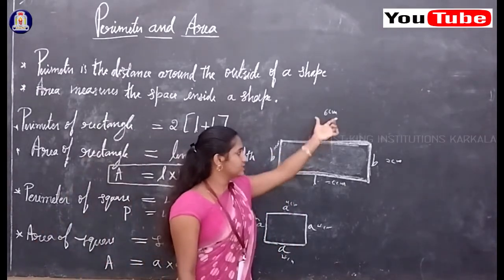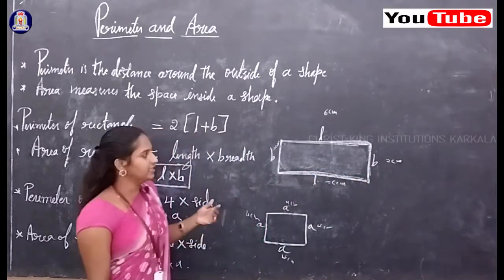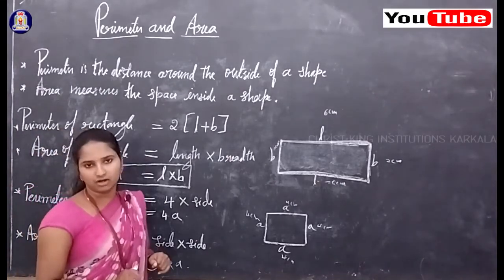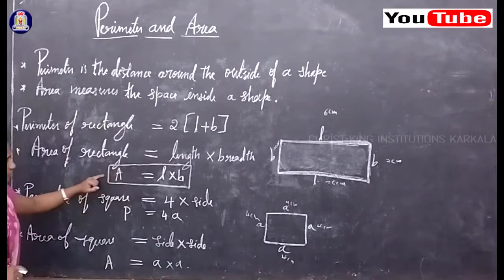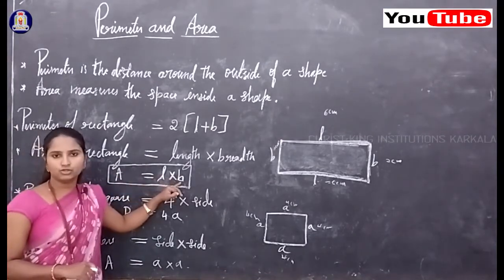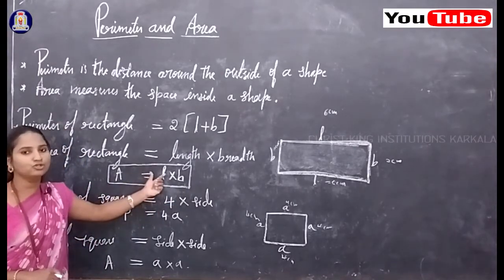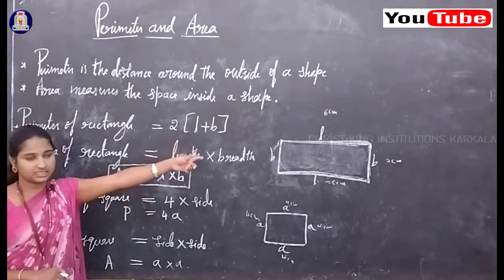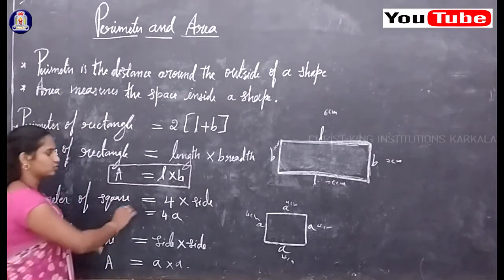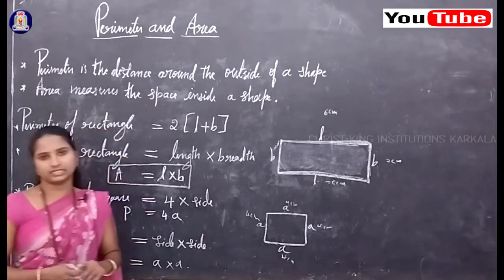If the length is given as 6 centimeter and the breadth is given as 2 centimeter, how to find the area of the rectangle? How much space is there inside the rectangle? We can find it by using a formula. The formula is A is equal to length into breadth. So this is a new formula: area is equal to length into breadth. So length is how much? 6 centimeter and breadth is 2 centimeter. So you can directly substitute in the formula and find the area of the given rectangle. Clear?